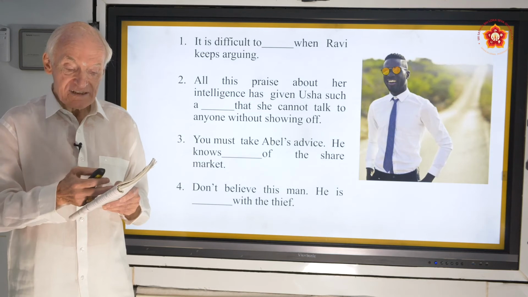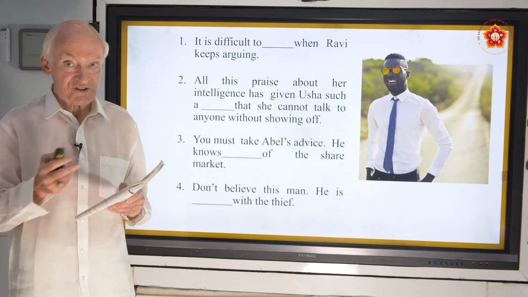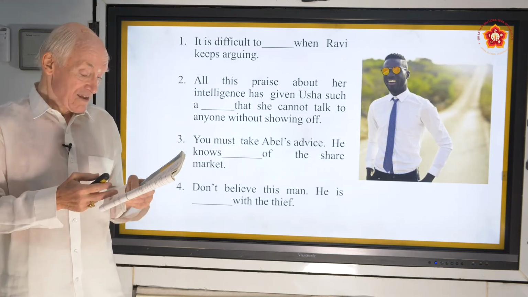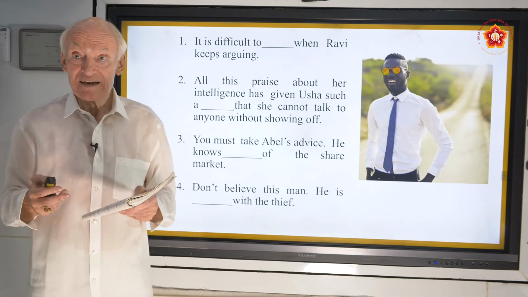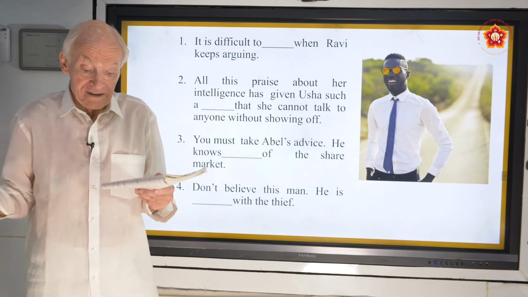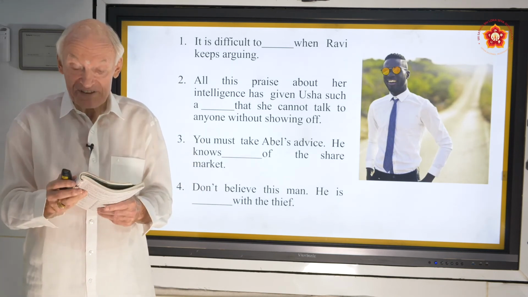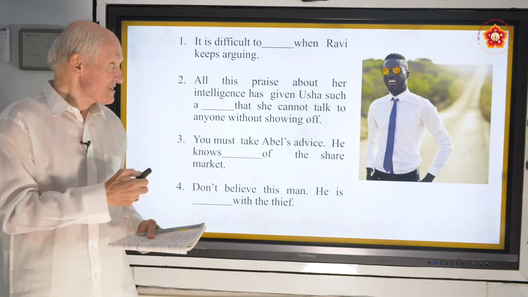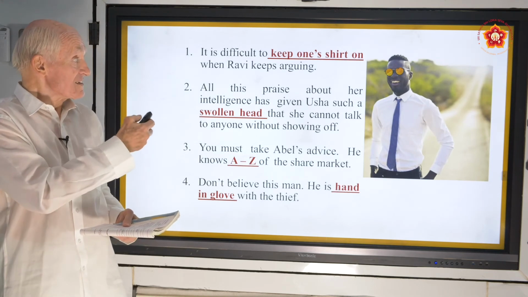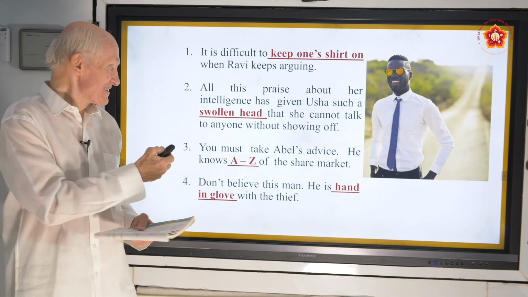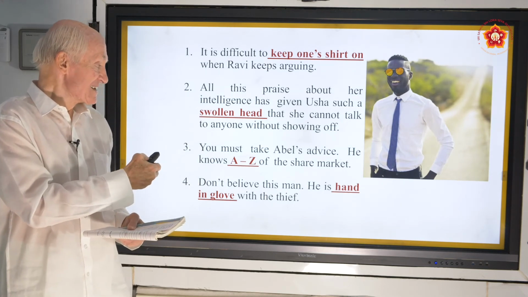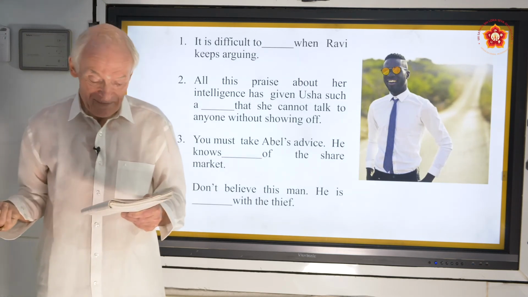So we go to our list and we see a swollen head. She's talking about herself. Number 3, you must take Abel's advice because he knows everything. He knows everything about calculus. He knows everything about the stock market. Let's see if that's right. Difficult to keep one's shirt on. She has a swollen head. She has a lot of ego. He knows A to Z about the share market.